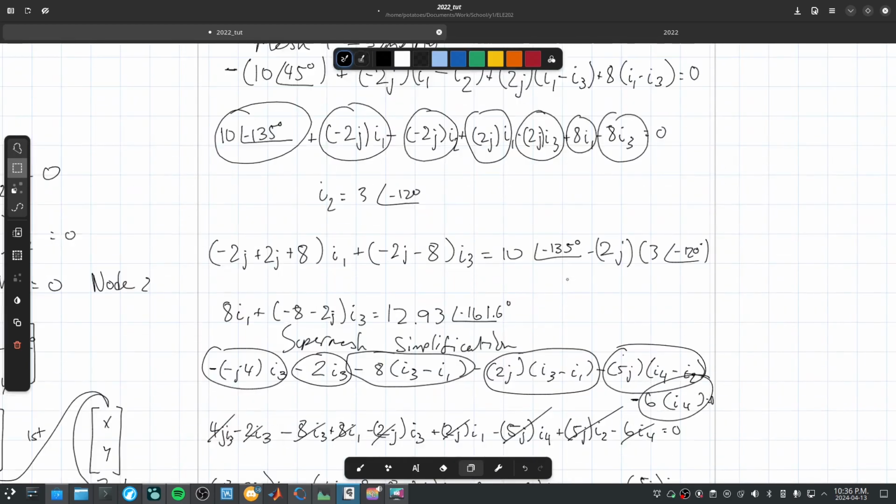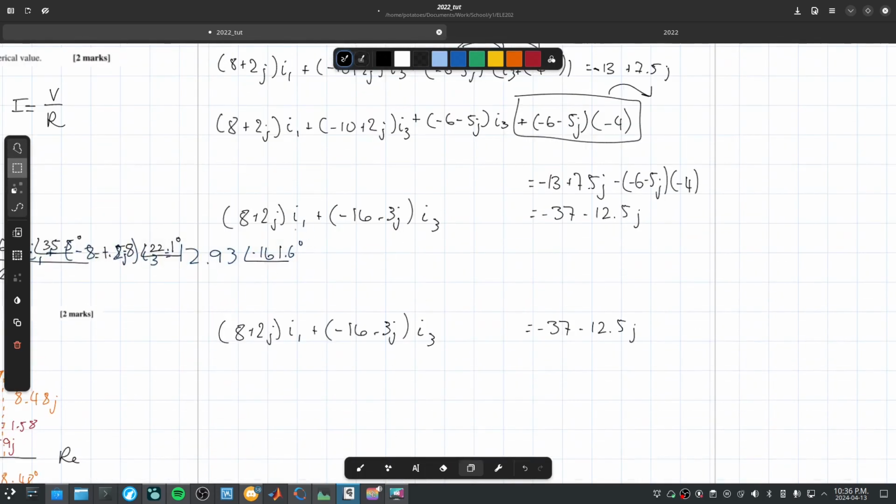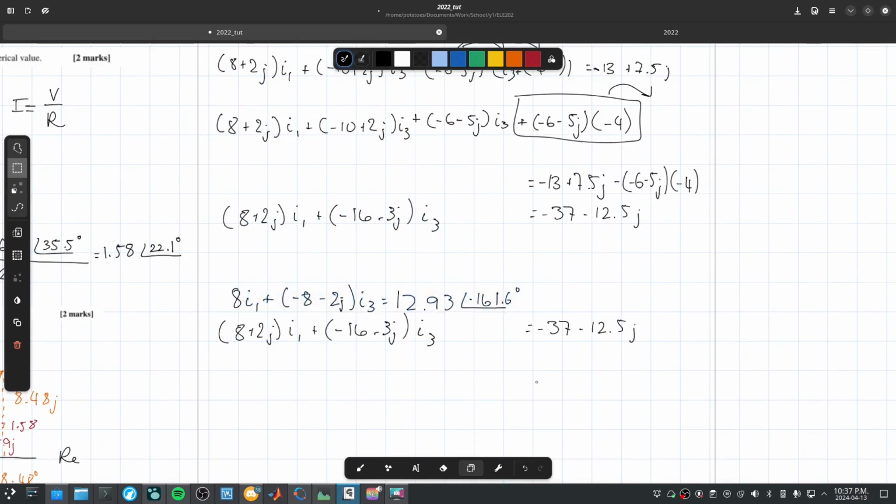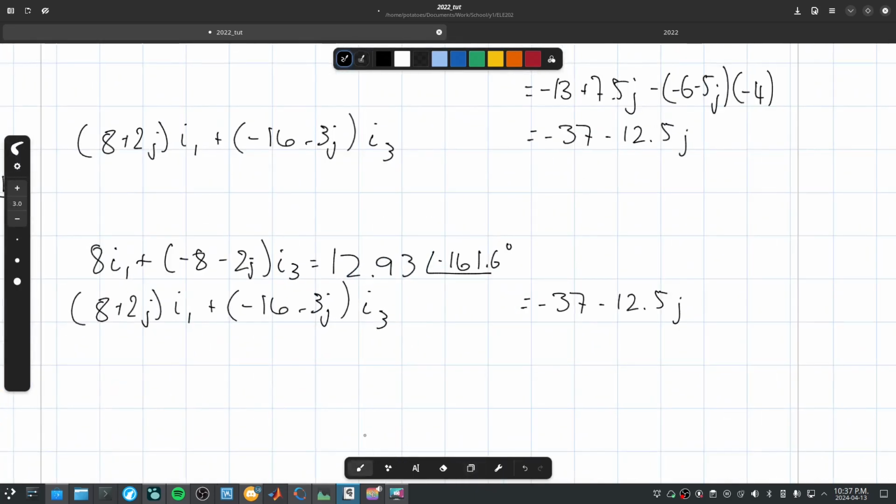Where's the other simplified equation? I'm dumb. There it is. Just for the sake of looking nice, I'm going to put all of this into rect format. Again, you will get the exact same answer if you don't do rect format. So this is equal to -12.27 minus 4.08j.